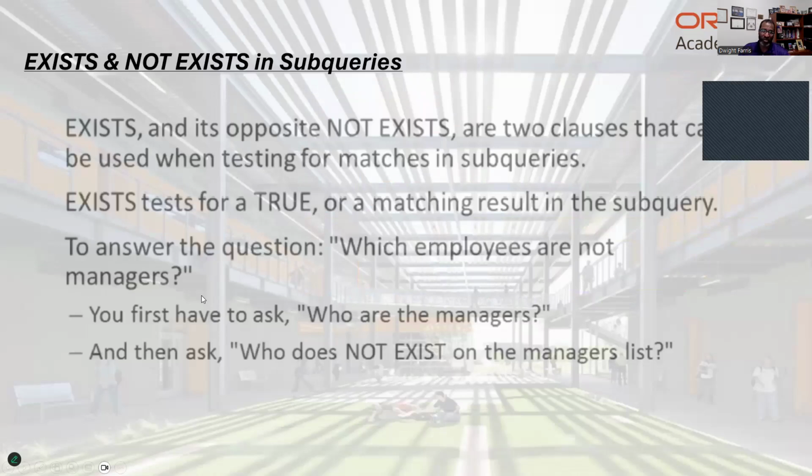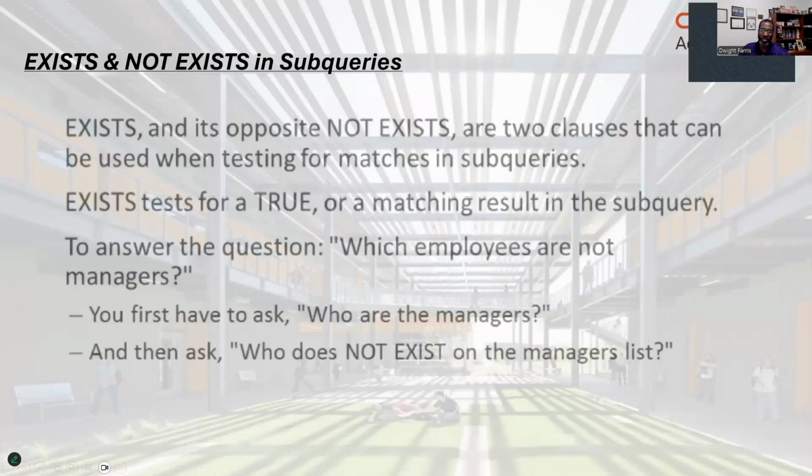These are useful. EXISTS and its opposite, NOT EXISTS, are two clauses that can be used when testing for matches in subqueries. So EXISTS tests for a true or a matching result. And to answer the question, which employees are not managers, you first have to ask who are managers, and then ask who does not exist in the managers list. Think of it that way.